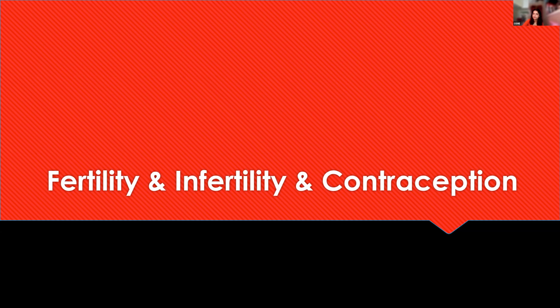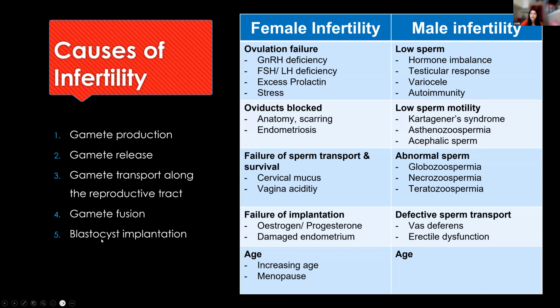Okay, so infertility is basically being unable to conceive, and I think this is defined as couples being unable to conceive after 12 months of normal intercourse. Infertility can be caused by many issues with this system, from gamete production all the way up until blastocyst implantation.